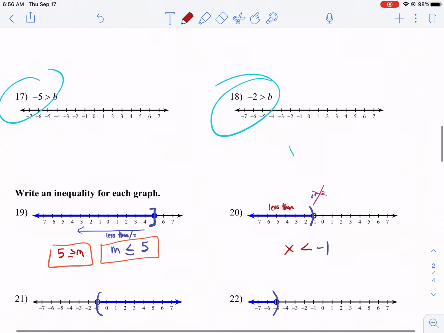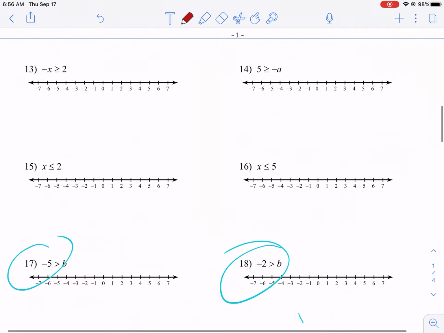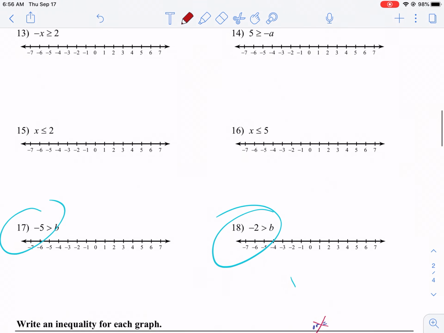So I hope you found this helpful for all those students that are maybe seeing inequalities for the first time in algebra, or in this case, for my students that are in advanced topics.